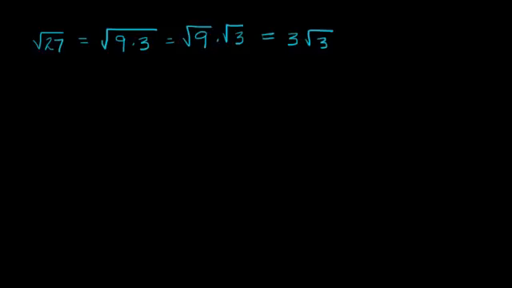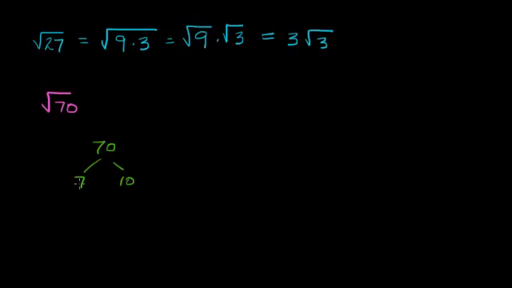Let's try another. What if we had the square root of 70? That's a little bit bigger number. And one way to approach this is to say, well, let's factor 70. You maybe have done factor trees before. And of course, it doesn't matter how we get started here. We could say, well, this is 7 times 10.